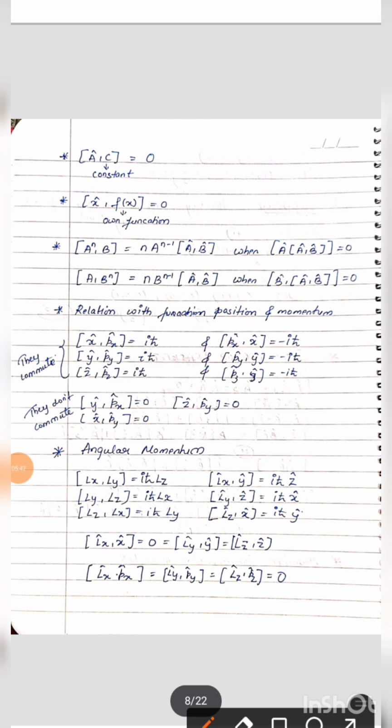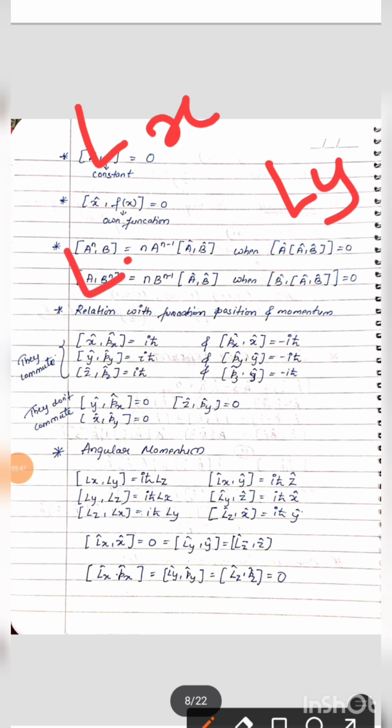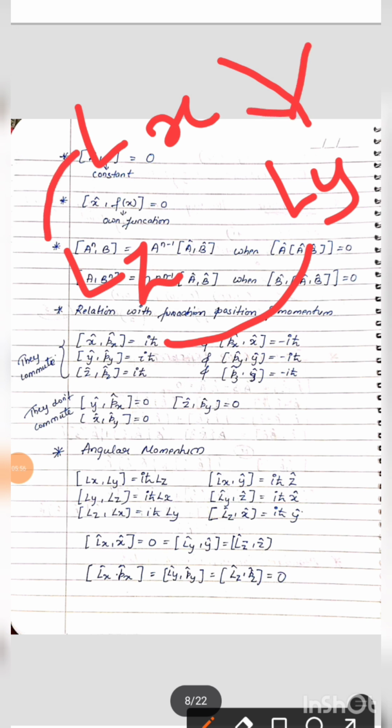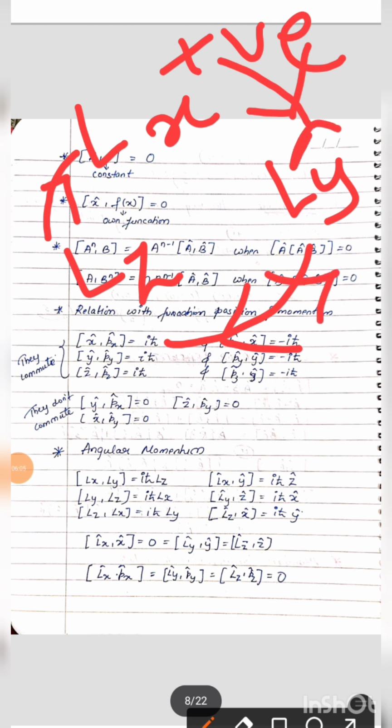You should know here. See, just write Lx, Ly, Lz like this and make a circle. Now you have to take the circle in the clockwise direction. When you are moving in the clockwise direction, it is a positive value. When you are moving in the anti-clockwise direction, the value is negative. See, you have to remember this. What I told now, you have to remember. I will tell you how to apply this.